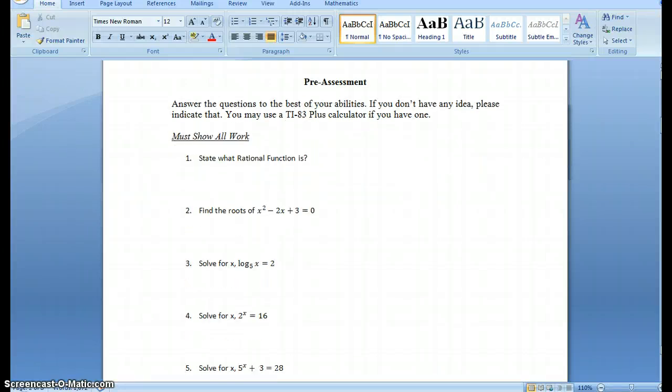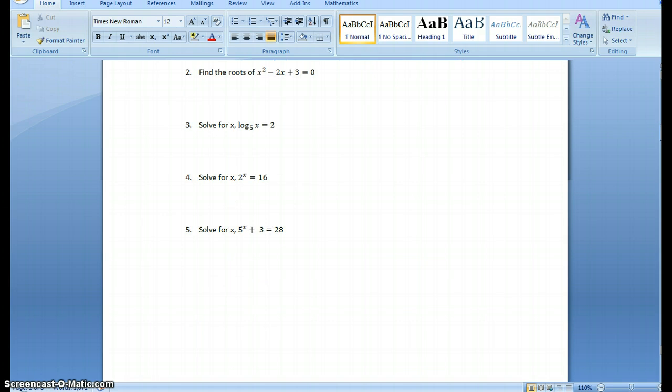Question 1 says, state what is a rational function. Question 2, find the root of x squared minus 2x plus 3 equal to 0. Question 3, solve for x: log base 5 of x equals 2. Question 4, solve for x: 2 raised to the x equals 16. Question 5, solve for x: x raised to the x plus 3 is equal to 28.